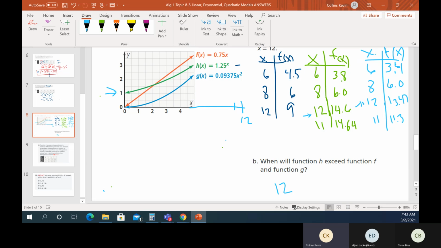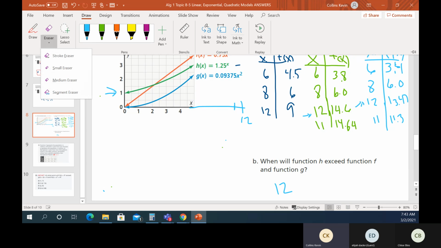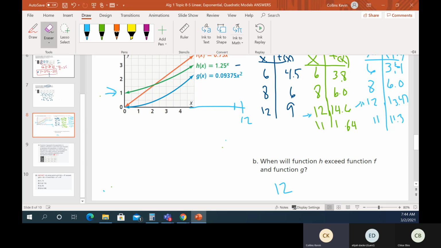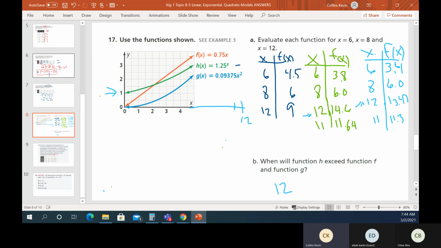And of course, this thing won't erase. There we go. So it is just a slight bit bigger at 11. So it definitely exceeds at 12. Turns out it also exceeds it at 11.